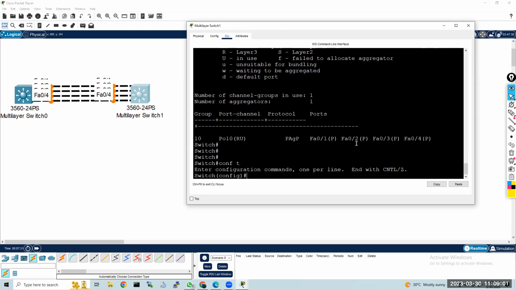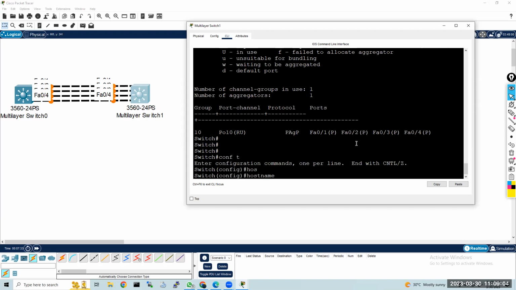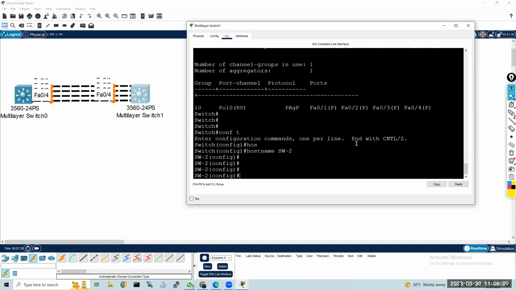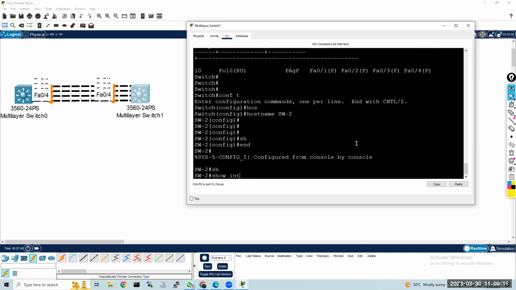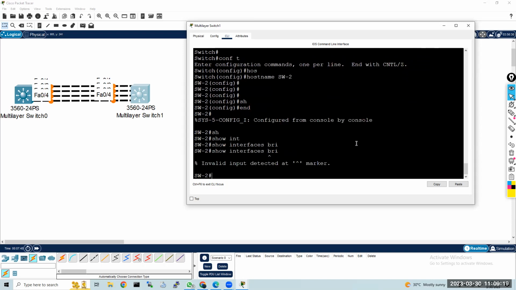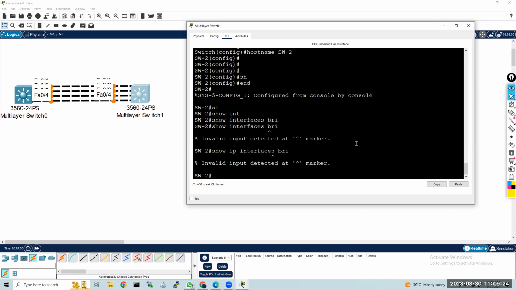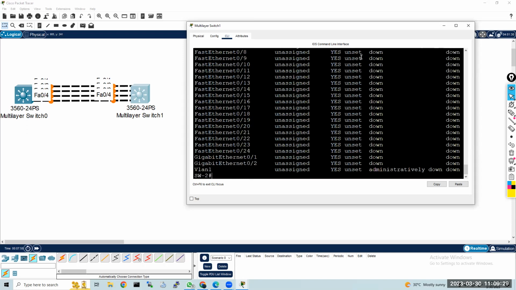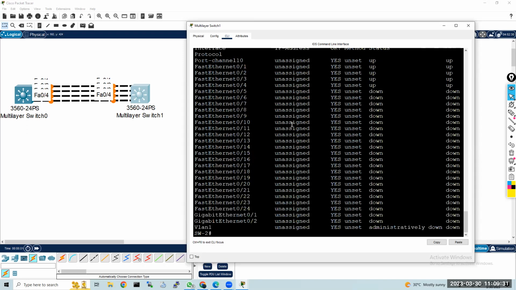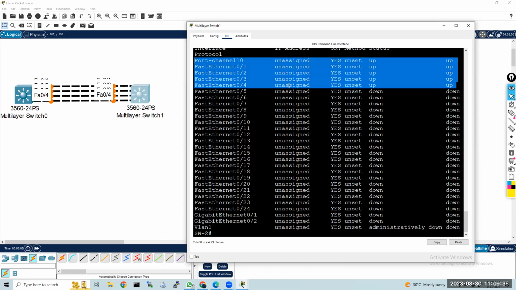Pawan, can you tell me? Show ip interface brief. You have to exit from that. So any ports we are using.